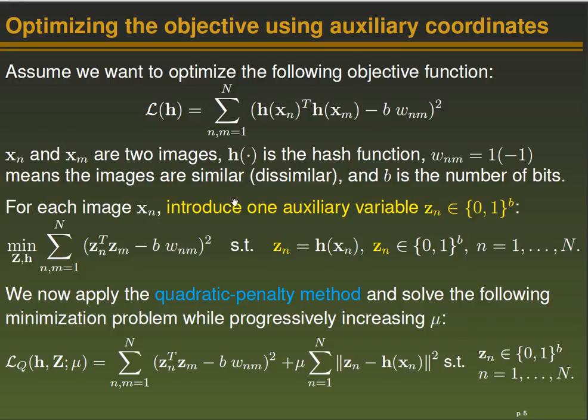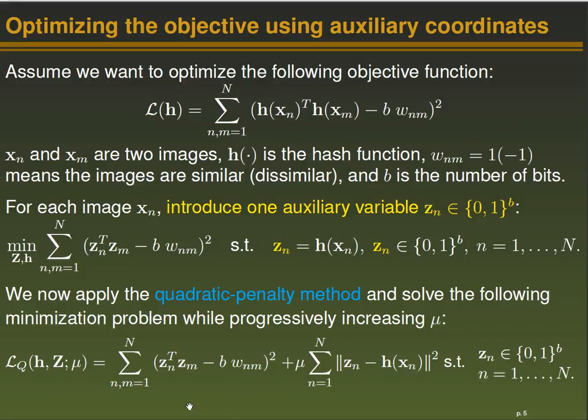Using these variables, we can rewrite the objective function as a new objective function which is constrained and is defined over the hash function parameters h and the binary variables z. Then we apply the quadratic penalty method and we achieve the new objective function, which is not constrained anymore.